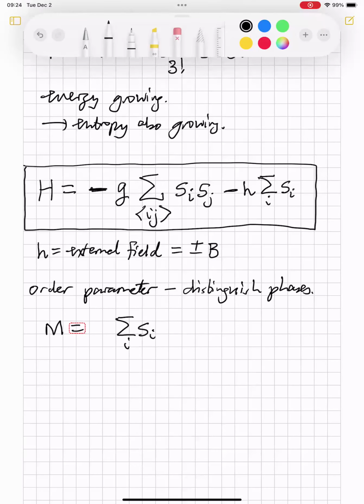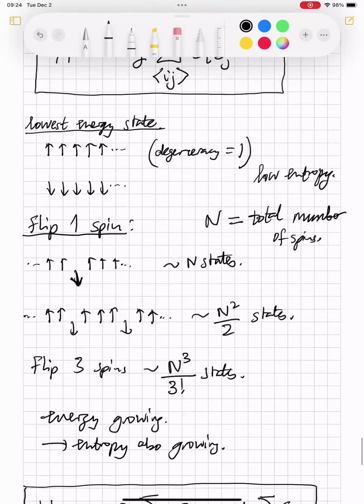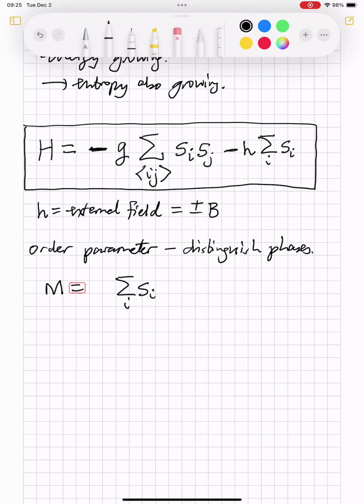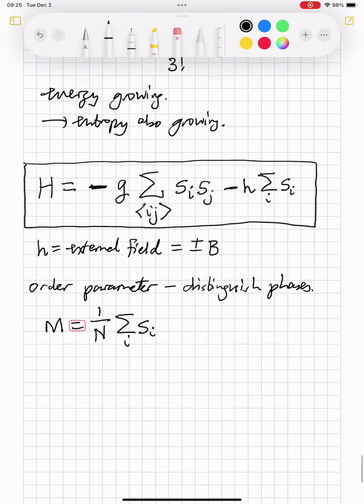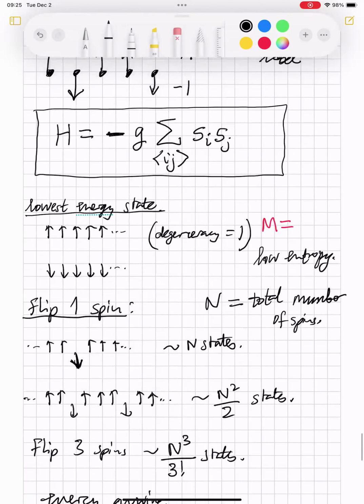So if you look at these low energy states, with this low energy state at the top here, if we worked out what the magnetization would be, it would actually be equal to N, because we're just summing one for all N spins. Now, in general, N is going to be enormous, Avogadro's number or something like that. So it makes sense to normalize our magnetization by 1 over N. And then the value of the magnetization in this state becomes completely independent of the number of spins, and it's just equal to 1. For this state over here, it is equal to -1.